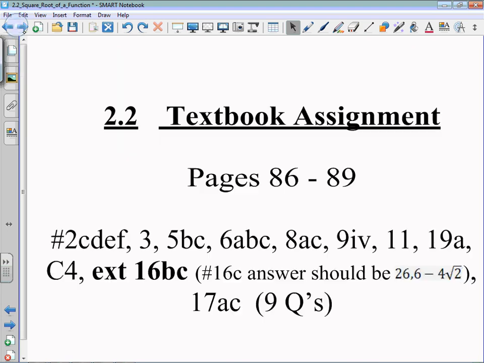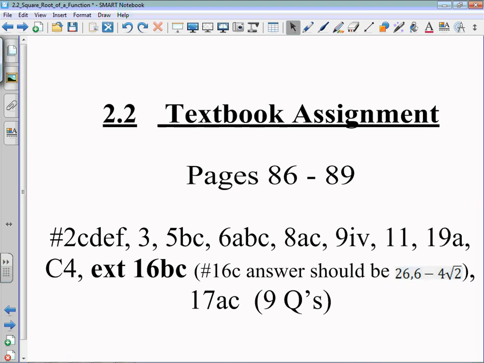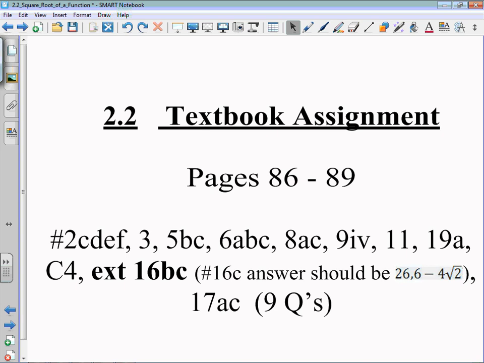All right, I'm going to leave that assignment up here. There's just a little correction inside the textbook. 16C should be 26, 6 minus 4 root 2. You'll see that when you get to it. Please do make sure you're checking Google Classroom, though, because we are modifying these quite often.